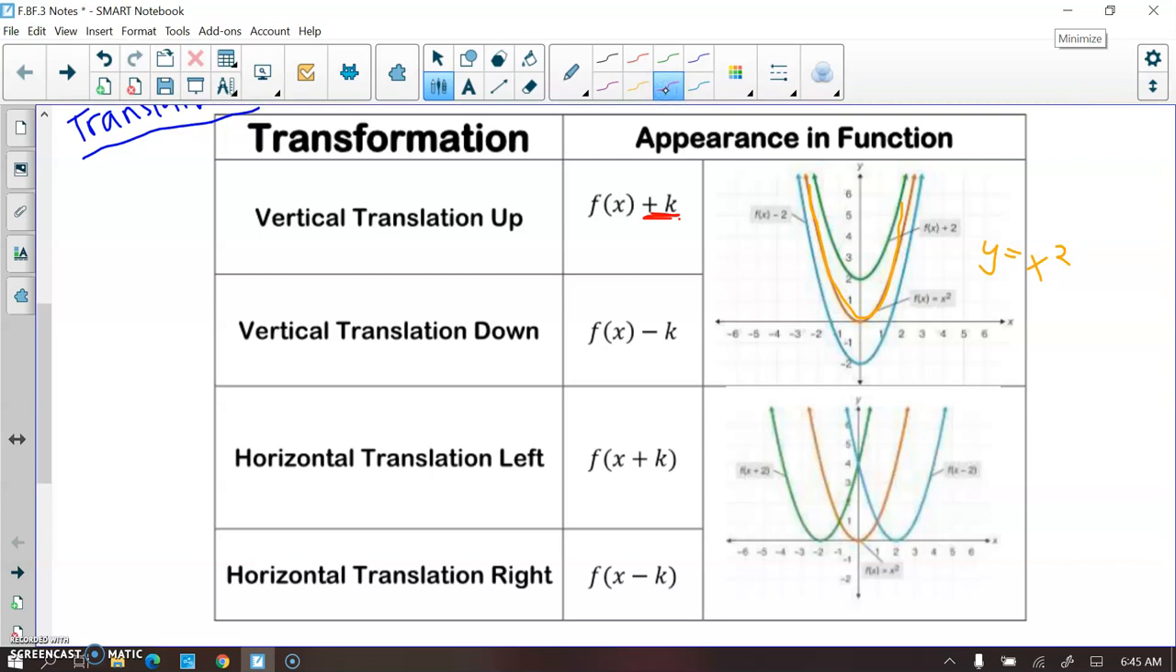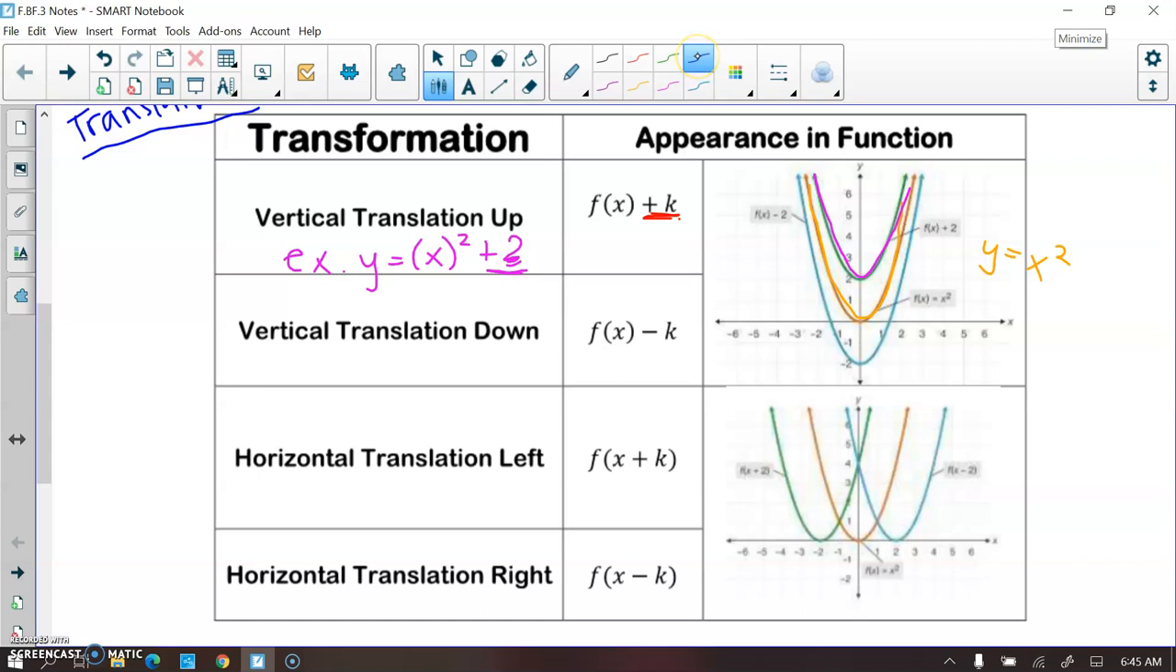Now if I were to take that up 2 units like this green graph shows, an example of what your equation would look like is you would have y is equal to x squared plus 2. That plus 2 is on the outside of my x squared, because we're going up 2 units. I shouldn't have put 3. And that means that it's a vertical translation up 2 units.